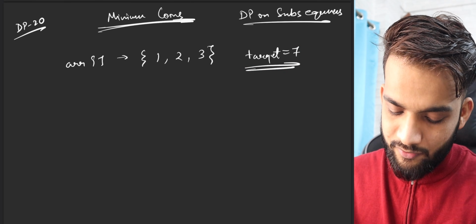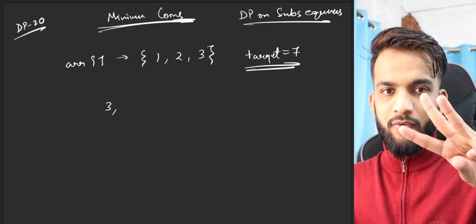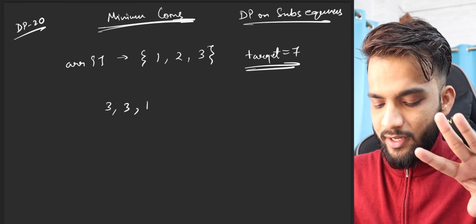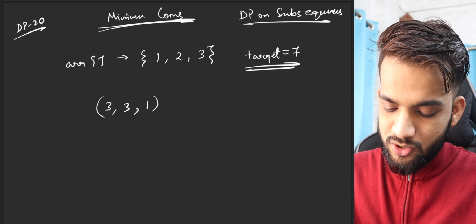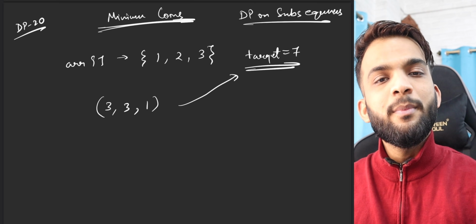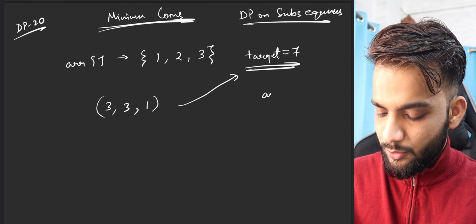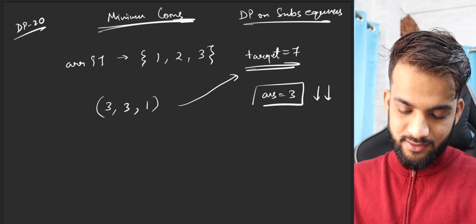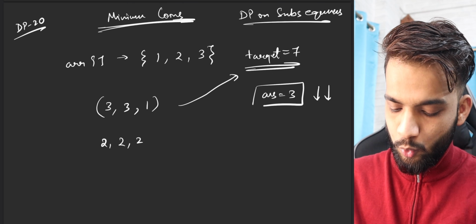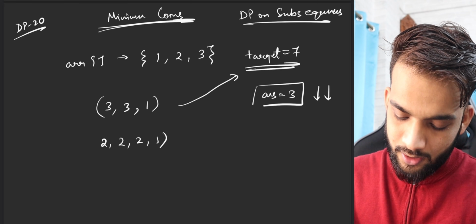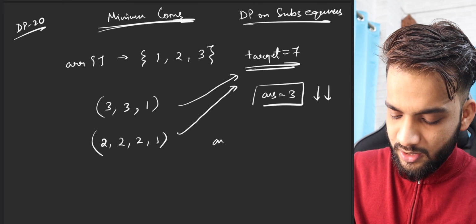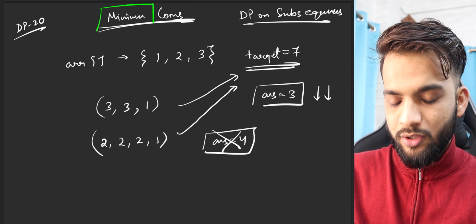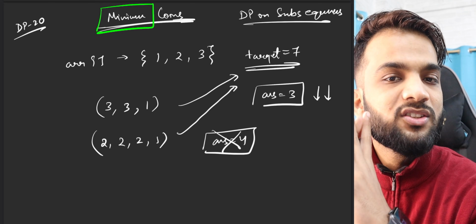So over here, I can say if I take one coin of three denomination, another coin of three denomination, another coin of one denomination, that will add up to give us the given target. And how many coins did we use? The answer to that will be 3. So you have to minimize this number of coins. There can be other ways as well. You can take 2, 2, 2 thrice, and then you can take a 1. This also gives you the target, but over here the number of coins required is 4. I don't want that. The question clearly states you have to figure out the minimum number of coins required.